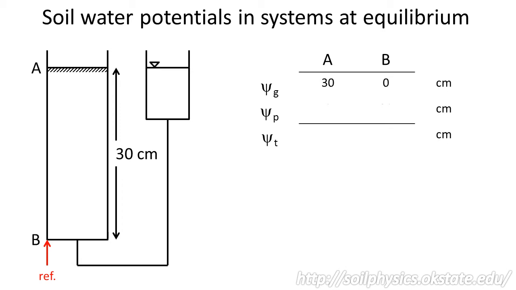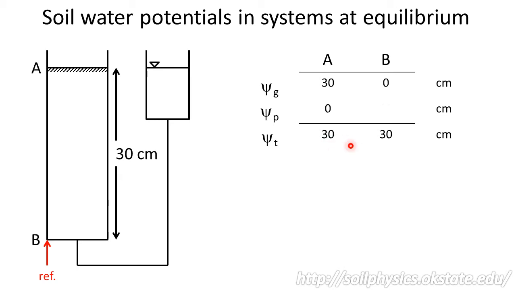Next, we're going to look at the pressure potential at A. Notice that A is at the same elevation as, and hydraulically connected to, the free water surface. Therefore, the pressure potential at A, when this system is at equilibrium, must be equal to atmospheric pressure, or 0. The total potential at A then is simply the sum of the gravitational and pressure potentials, so that will be 30 centimeters.